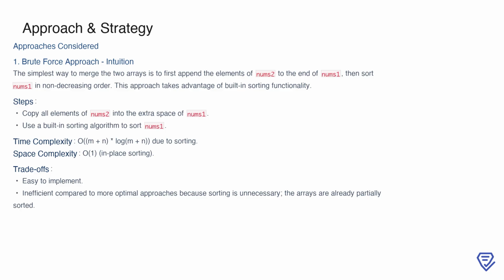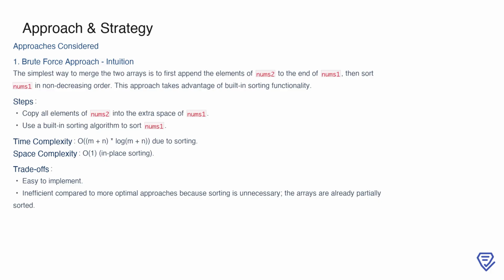The intuition here is quite simple. We take all the elements of nums2 and append them to the extra space already available in nums1. Once all the elements are in one place, we can use a built-in sorting algorithm to reorder nums1 in non-decreasing order. This method is straightforward and leverages the power of sorting functions.